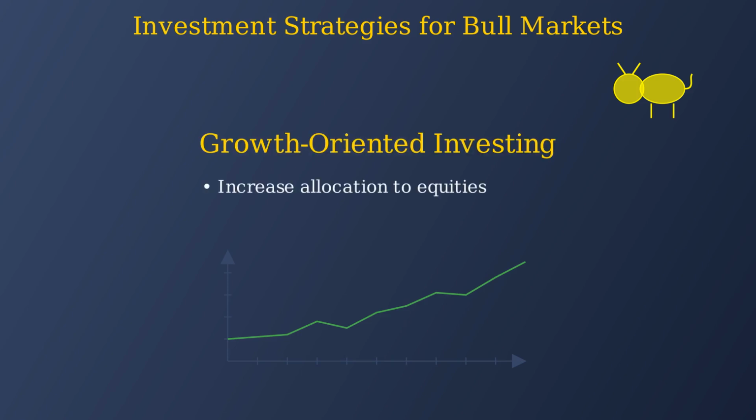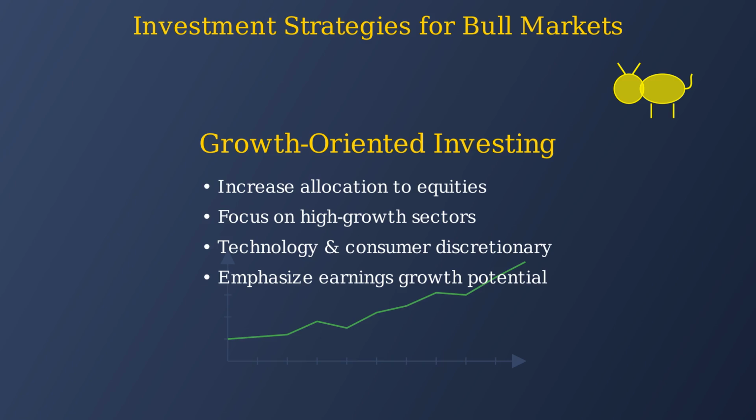Growth-oriented investing is particularly effective in bull markets. Investors typically increase allocation to equities, with a focus on sectors showing strong momentum, like technology or consumer discretionary.